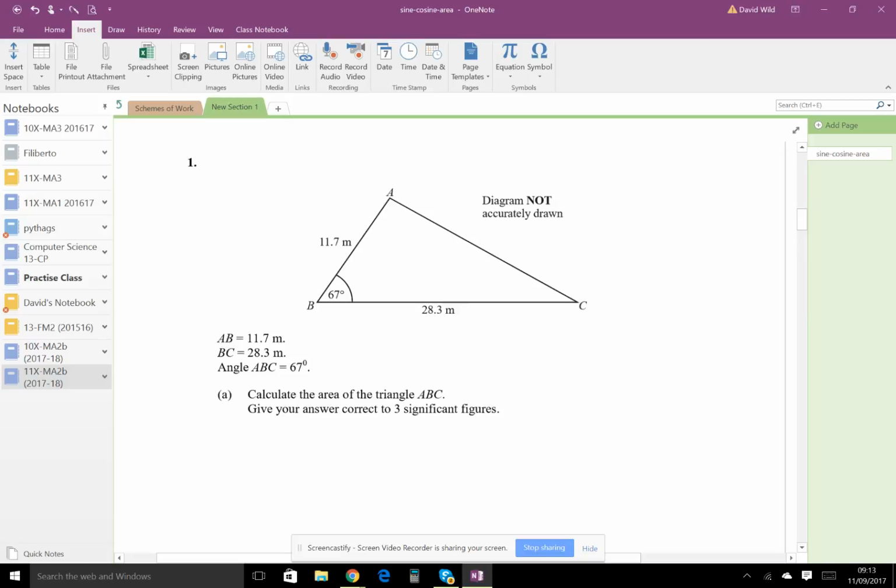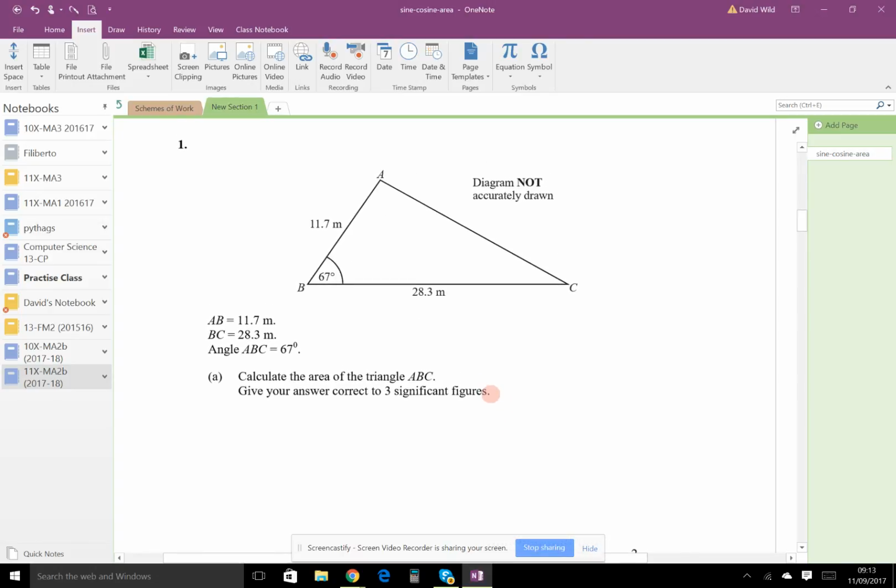Okay, here's the solutions to the first prep on the sine rule and cosine rule. So, first question, triangle ABC gives us the lengths of AB and BC and this angle that is in between these two sides. Part A, calculate the area of the triangle. Now remember that the area of the triangle is a half times AB times sine C.